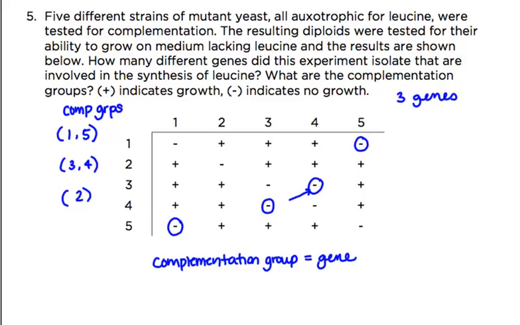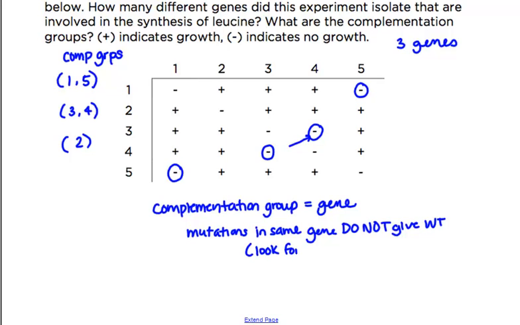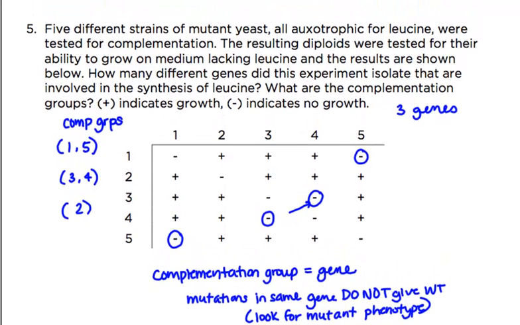So again, we could say mutations in the same complementation group, which remember is just a gene, do not give you wild type. So when you're looking for complementation groups, look for the mutation phenotype. So I hope this is getting easier. It's something you have to just keep doing problems to get used to finding complementation groups.